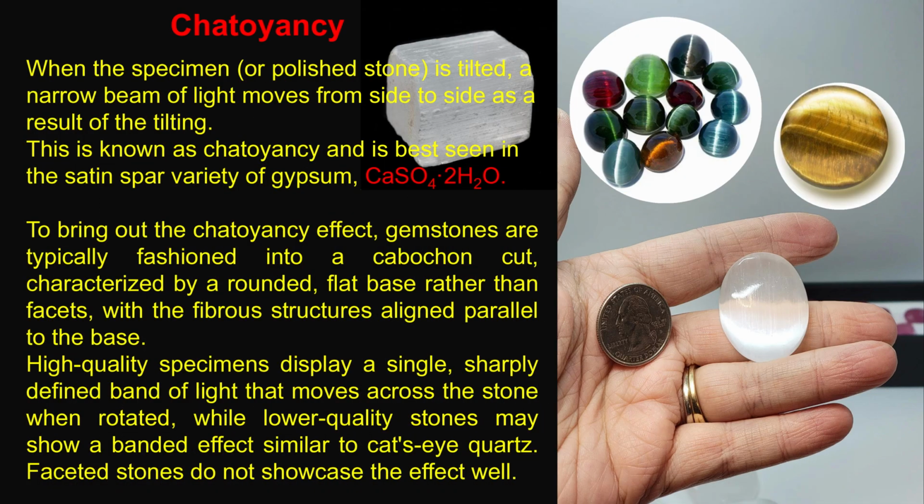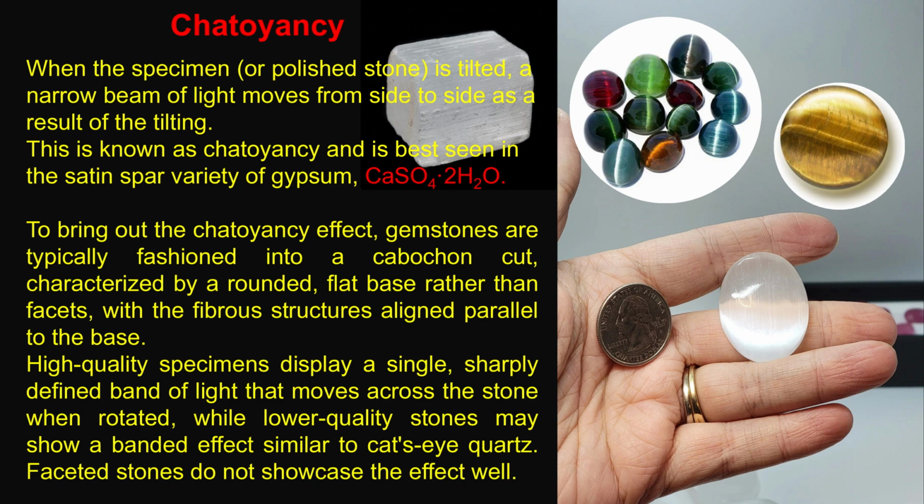Chatoyancy. What is chatoyancy? Chatoyancy typically arises from the presence of parallel fibrous inclusions within the gemstone. When the specimen or polished stone is tilted, a narrow beam of light moves from side to side as a result of the tilting. This is known as chatoyancy and is best seen in the satin spar variety of gypsum.